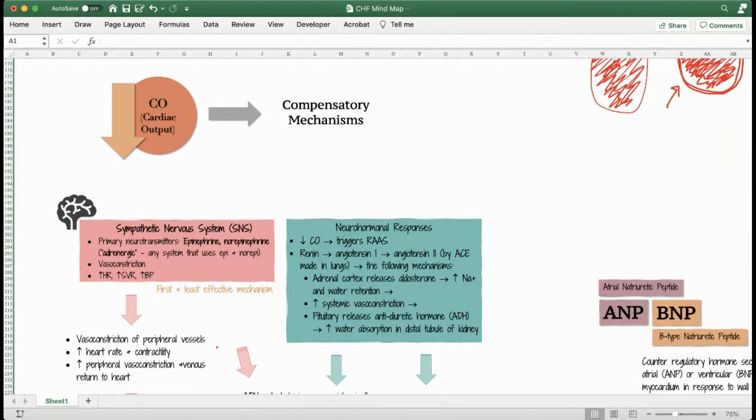So your body has these compensatory mechanisms, which we talked about a little bit, for this decreased output. So when you have heart failure, whether your ejection fraction is low or your ejection fraction is normal but not enough blood is coming out, your cardiac output is going to be low. And that's a problem because we need that blood to perfuse the rest of our organs and the rest of our body, right?